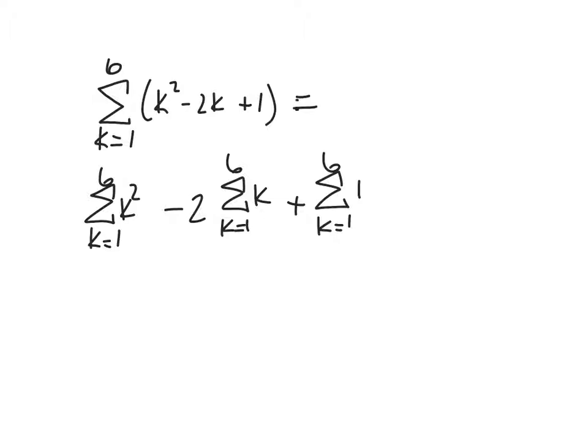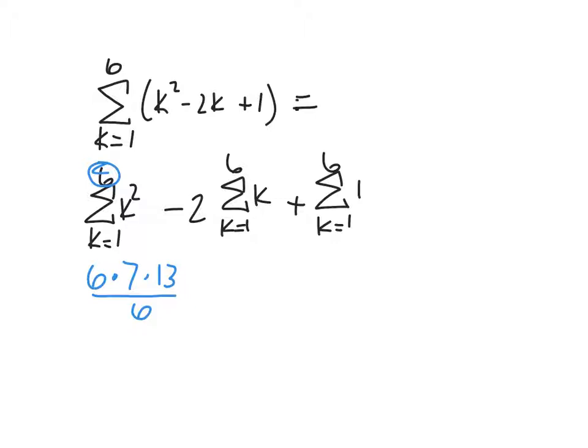Okay, so let's run through our formulas. Well, the formula for the sum of the first n squares, in this case the first 6 squares, is n times n plus 1 times 2n plus 1 over 6. So for us, n is 6. So it's going to be 6 times 6 plus 1, which is 7, times 2 times 6 plus 1, which is 13, divided by 6. That's for the squares.